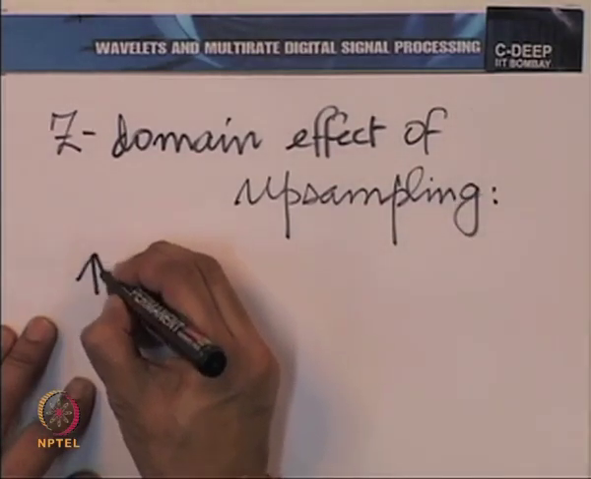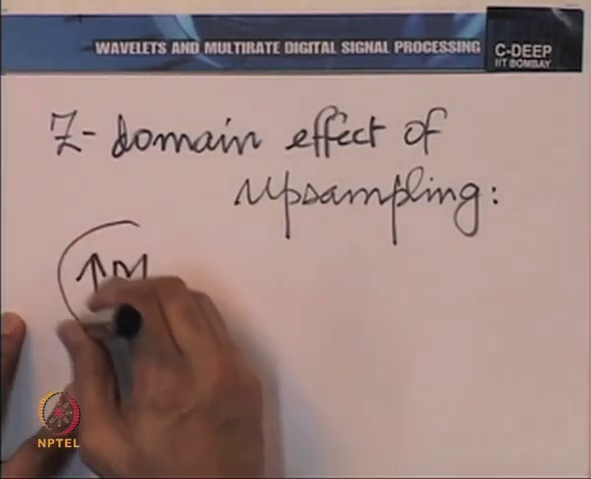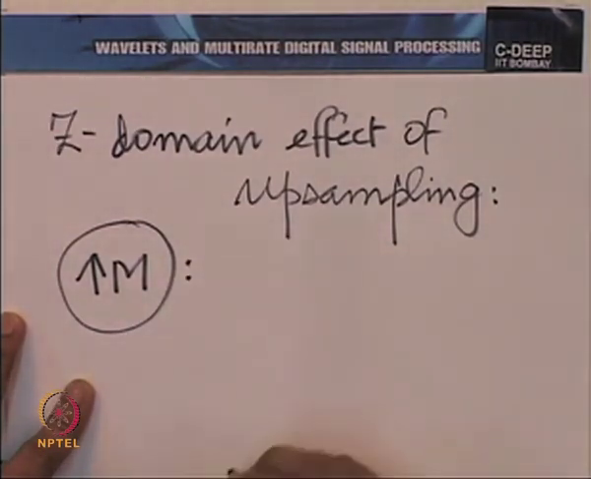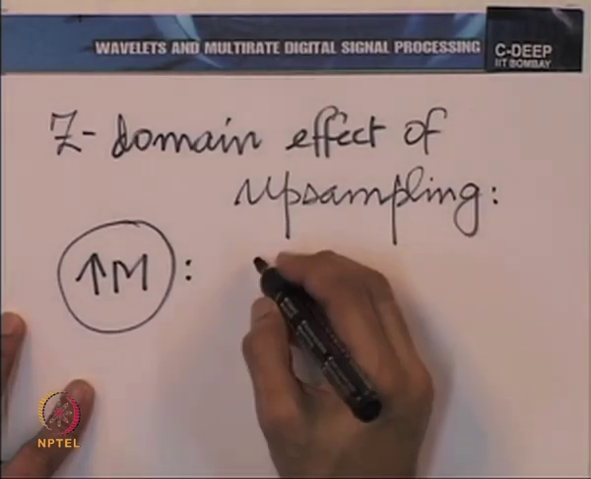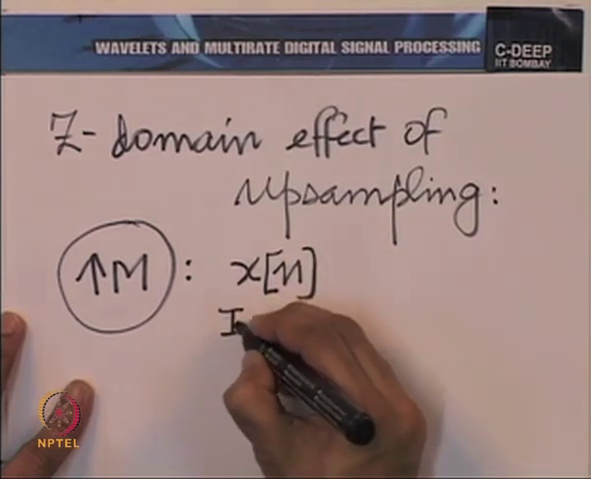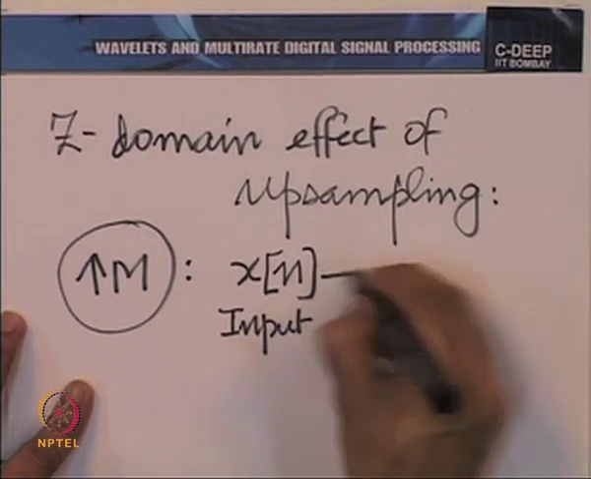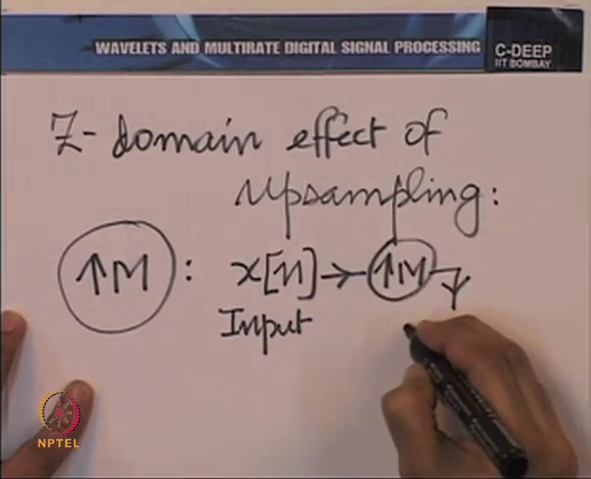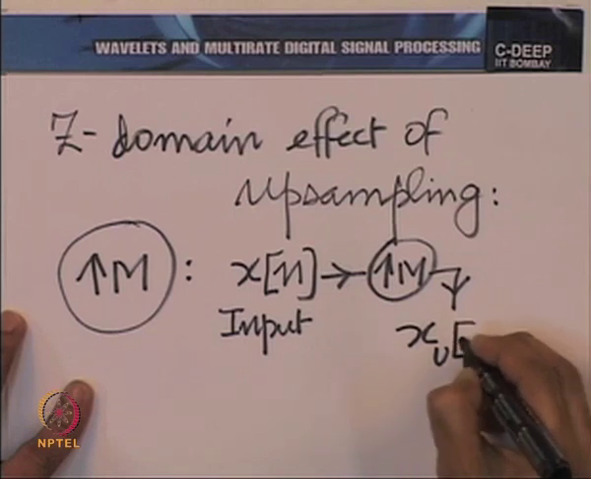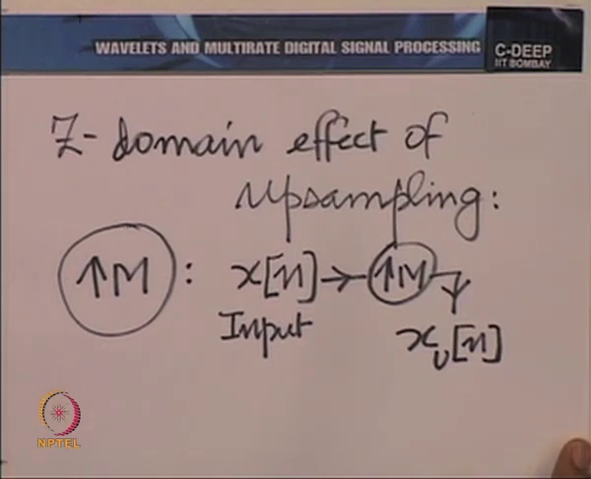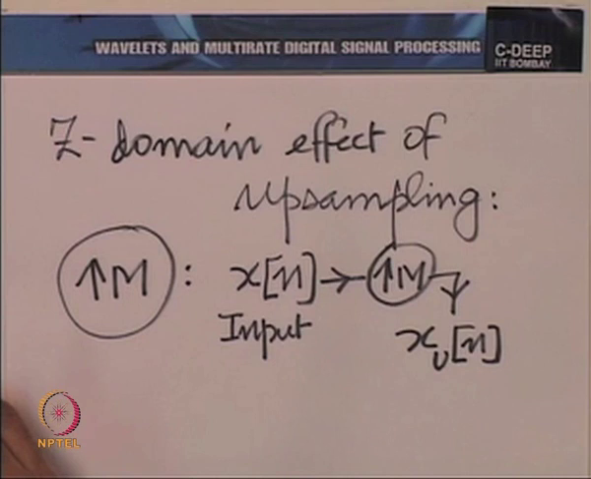Let's consider a general factor of M, upsampling by M most generally. What do we do when we upsample by M? That's easy. You see, the original sequence is x of n. So, this is the input. After upsampling by M, let the sequence become x_u of n. Now, we can write down x_u of n explicitly in terms of x of n. In fact, instead of doing that, let us straight away go into the z domain.